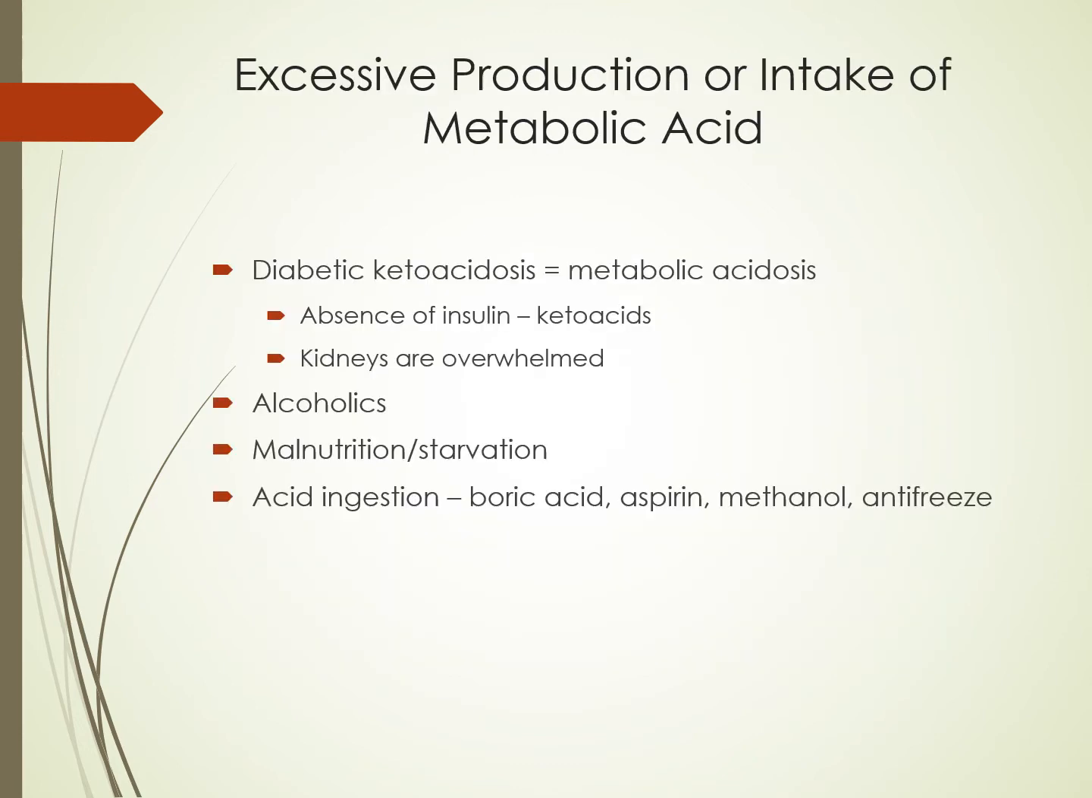Again, conditions of too much acid are called acidosis. Conditions of too much carbonic acid is called respiratory acidosis. Conditions of too much metabolic acid is called metabolic acidosis. Conditions of not enough acid are called alkalosis. Conditions of not enough carbonic acid is respiratory alkalosis. Too little metabolic acid is called metabolic alkalosis.